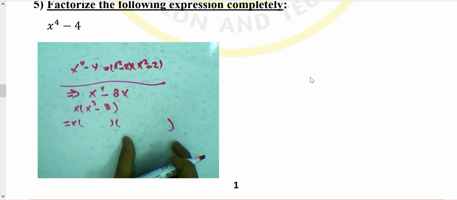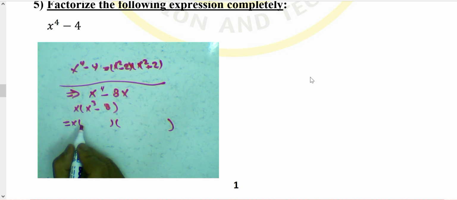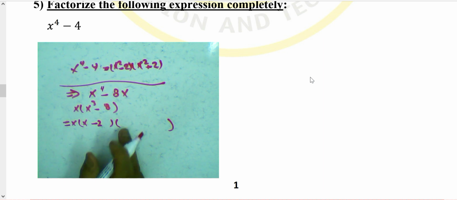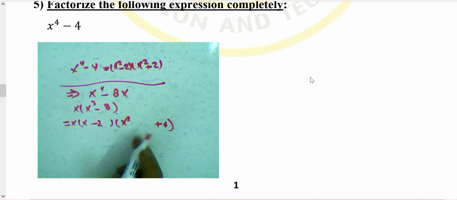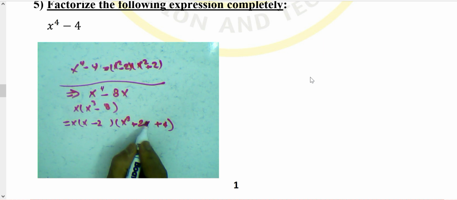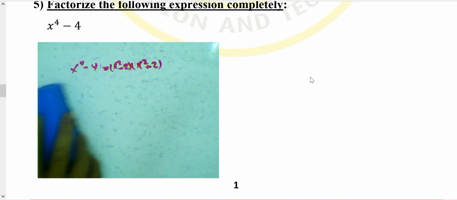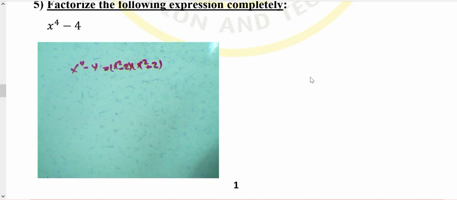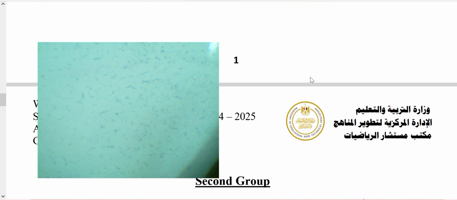In small brackets, the cubic root of x power 3 equals x, and the cubic root of negative 8 equals negative 2. Then x squared is x squared, and negative 2 squared is 4. In the middle, we write positive or negative 2 times x times negative 2, which is negative 4x, then change the sign, it will be 2x. This is the solution of this question. Next time you see a question like this, don't worry.